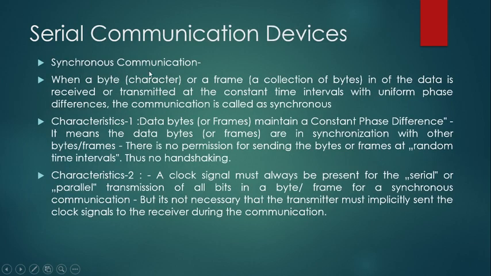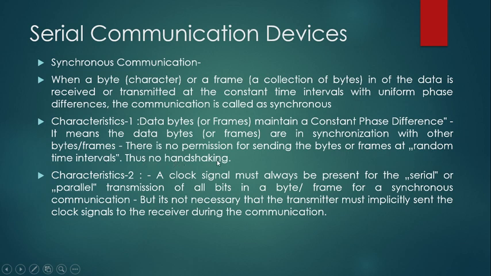What do we mean by synchronous communication? Basically we mean byte to byte communication. In one byte we know there are 8 bits. When we mean a collection of bytes, we call it a frame. If all the bytes are transmitted at a constant time interval with uniform phase difference, then the communication is called synchronous communication. So the first characteristic is that the frames maintain a constant phase difference. That is, the data bytes are in synchronization with the other data bytes. There is no permission for sending the data bytes or frames at random time intervals.